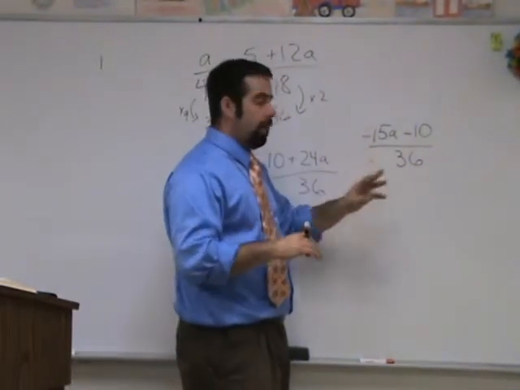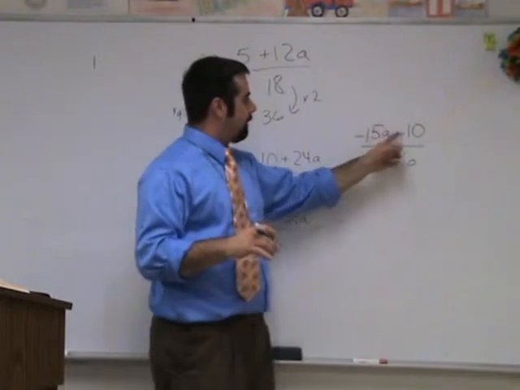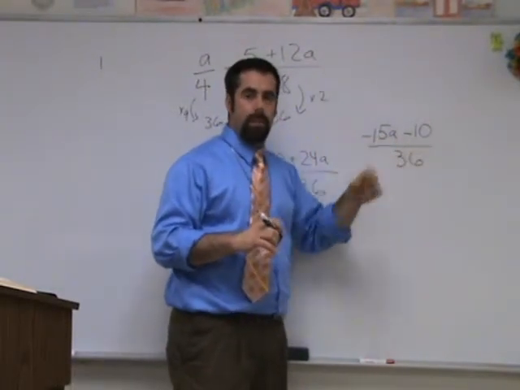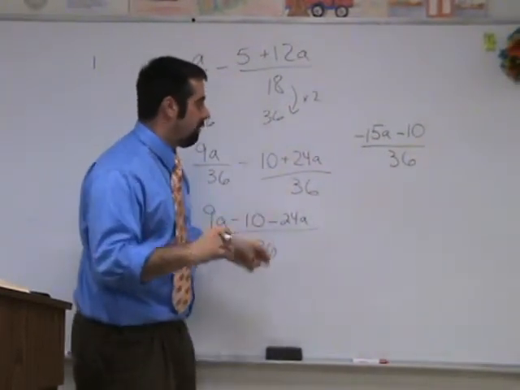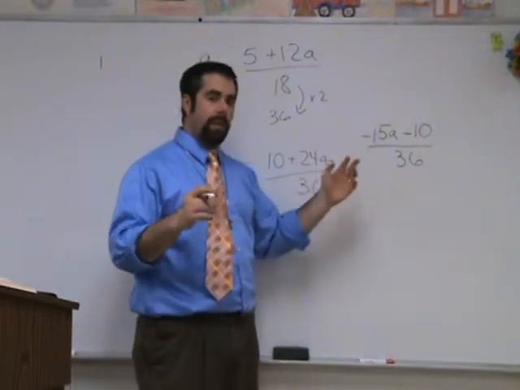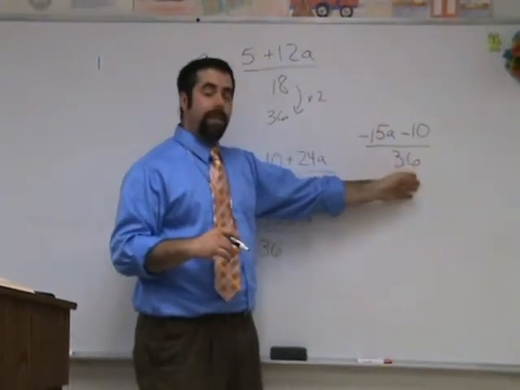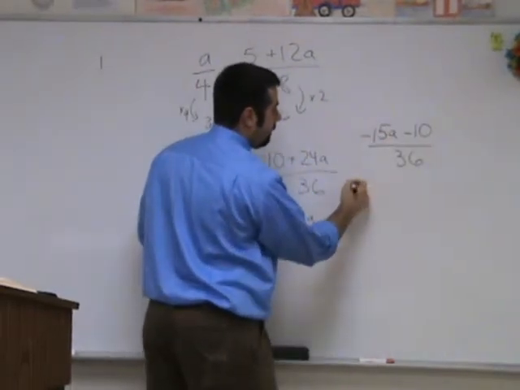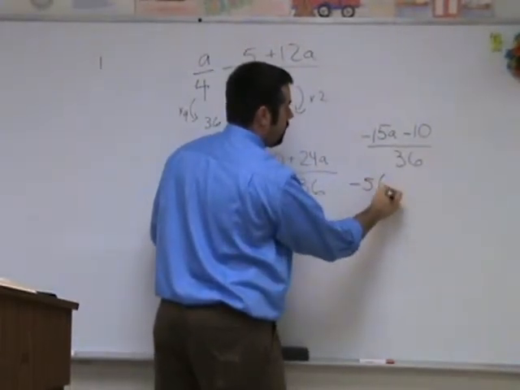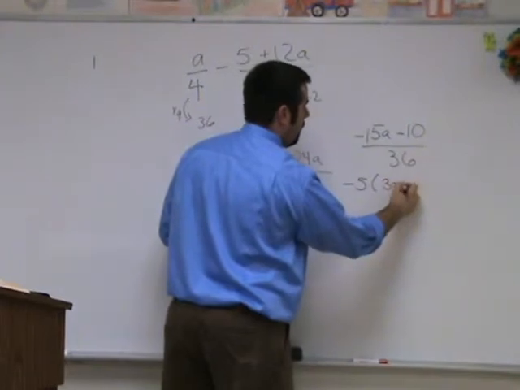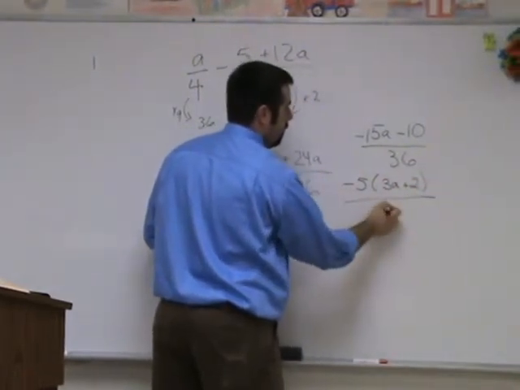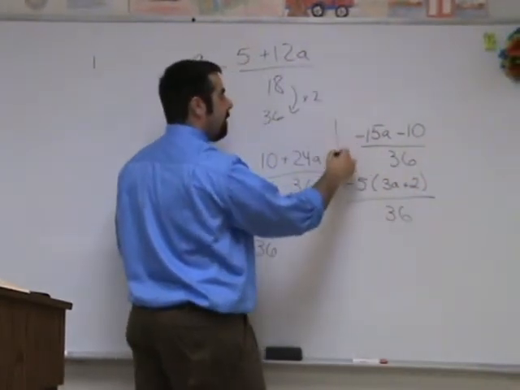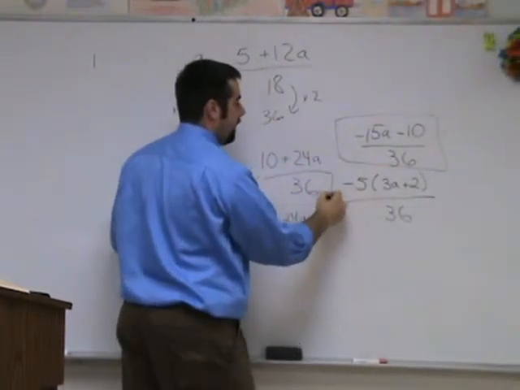If I wanted to, I wouldn't have to, but if I wanted to, I could factor out a 5 in the numerator here. You don't have to, but if you wanted to. The only reason that I would really want to do that is if I had, let's say, a 5 in the denominator that I could cancel. But if you wanted to, you could factor out a negative 5, which would leave you with 3a plus 2 over 36. Either of these answers is just fine.